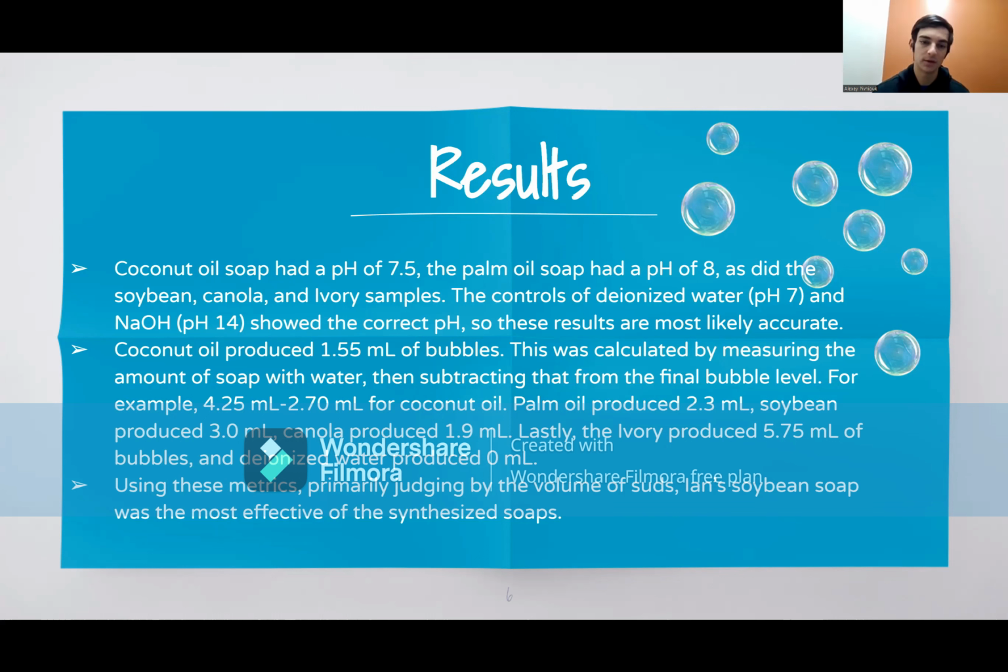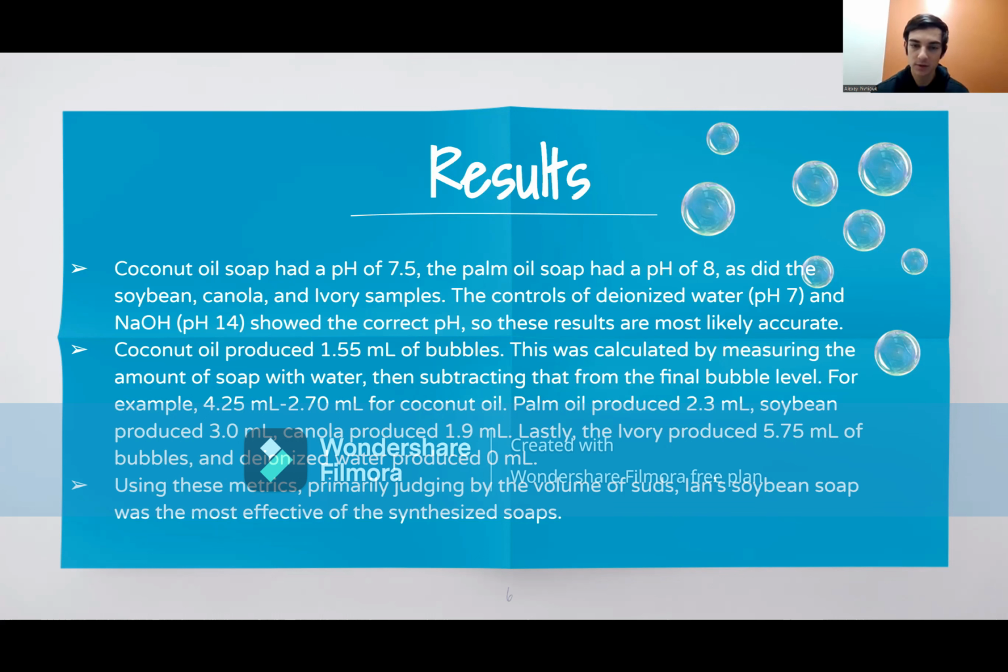Moving on to the bubble test, coconut oil produced 1.55 milliliters of bubbles. This was calculated by measuring the amount of soap with water and then subtracting that from the final bubble level. In this example, it is 4.25 milliliters minus 2.7 milliliters for coconut oil. Palm oil produced 2.3 milliliters of bubbles, soybean oil produced 3, canola produced 1.9, and lastly, the Ivory soap produced 5.75 milliliters of bubbles. The deionized water obviously produced 0 milliliters.